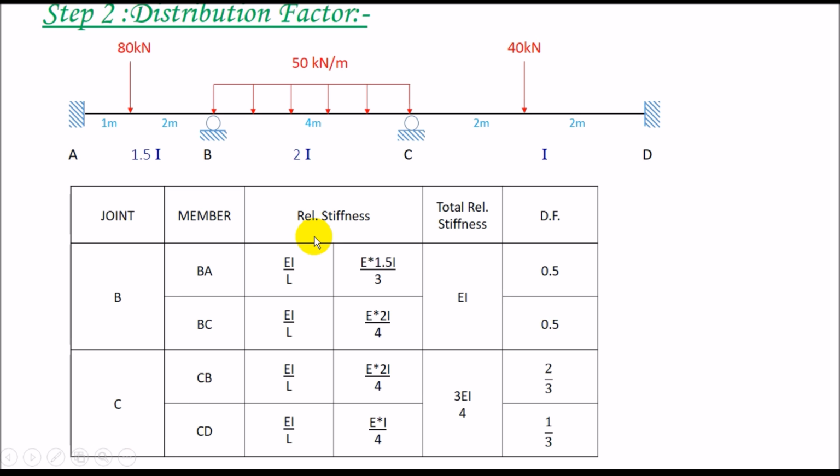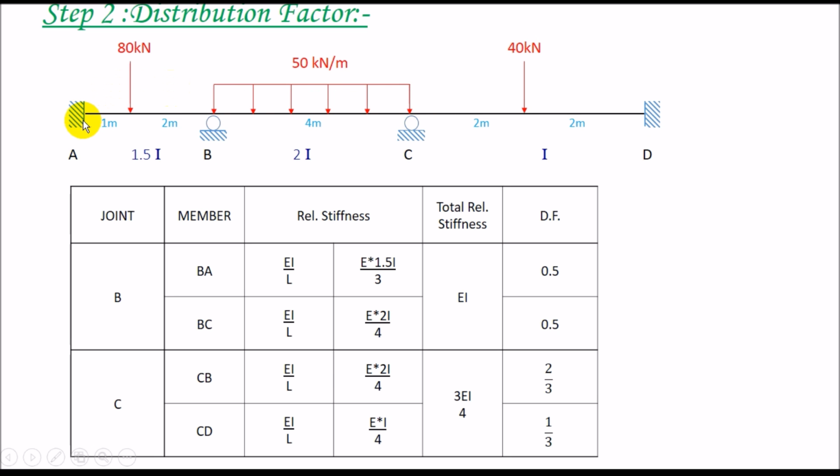For those who don't know what relative stiffness is, I'll explain the formula for how you get relative stiffness. When I consider my member BA, or my intermediate joint B, the far off end for BA would be A. This is called the far off end for member BA. For member BC, the far off end would be C.